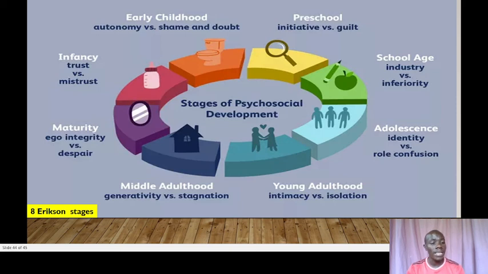So according to Erikson, we have 8 stages, guys, starting with infancy, which is trust versus mistrust, autonomy versus shame and doubt, initiative versus guilt, industry versus inferiority, identity versus role confusion, intimacy versus isolation, generativity versus stagnation, and lastly, ego integrity versus despair.